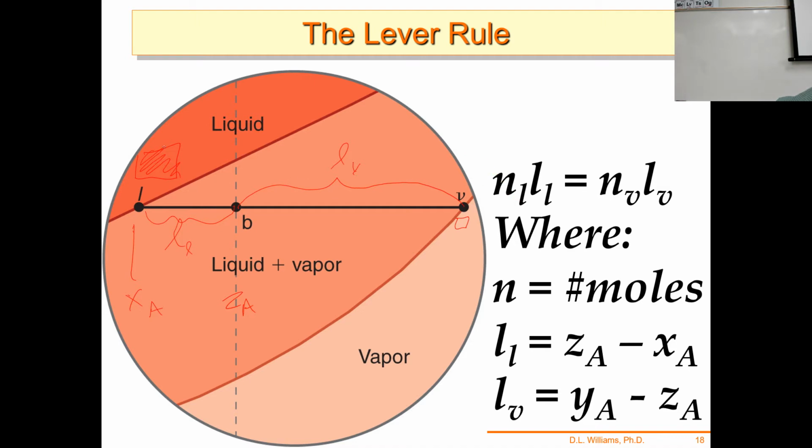But wouldn't it need to be in the same units though? Well, it's moles times length equals moles times length, so the units work out. But for this part down the bottom, ZA minus XA, wouldn't that be in moles? So we need to do moles equal to moles. Well, ZA and XA are unitless. They're moles per total mole, so they're mole fractions. They're actually unitless values.